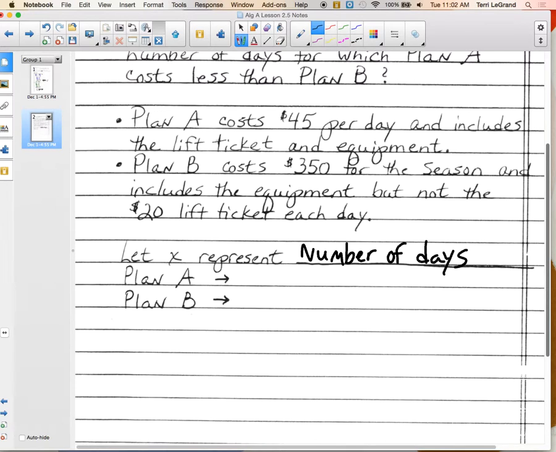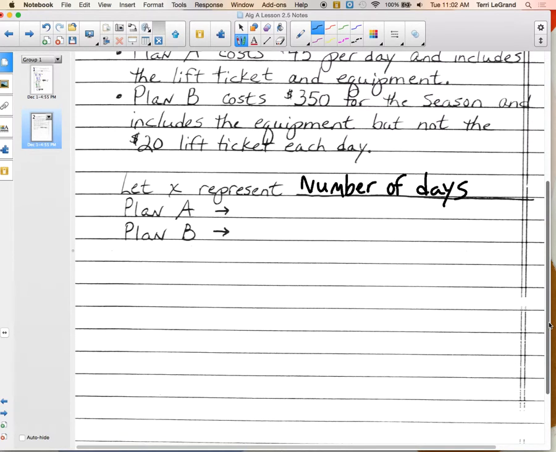Okay? So Plan A, what expression could represent the cost for Plan A? So basically what we're doing here is we're showing how can we represent the cost for each of these? How will we represent how much it would cost you for Plan A? Tori, what do you think? Plan A costs $45 per day and includes the lift ticket and equipment. What expression could we use to represent that? Any ideas? What do you have? You got an idea for me?